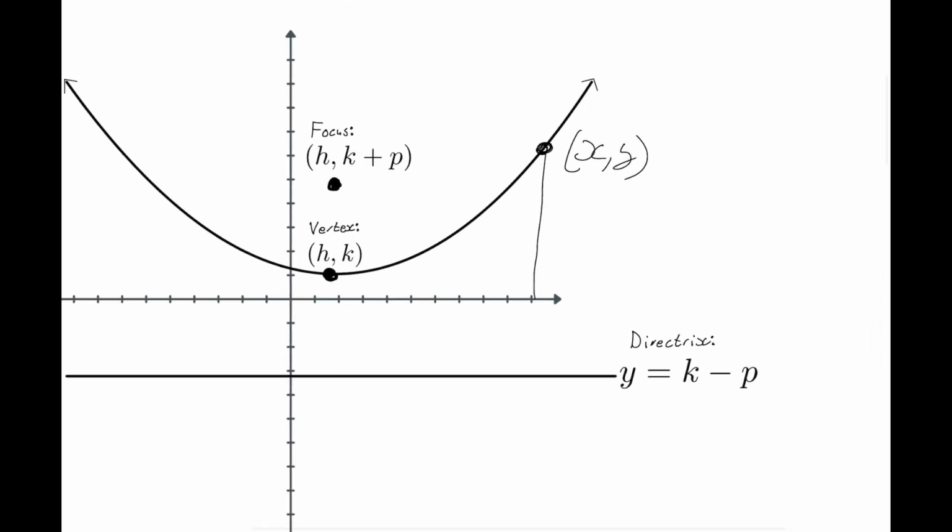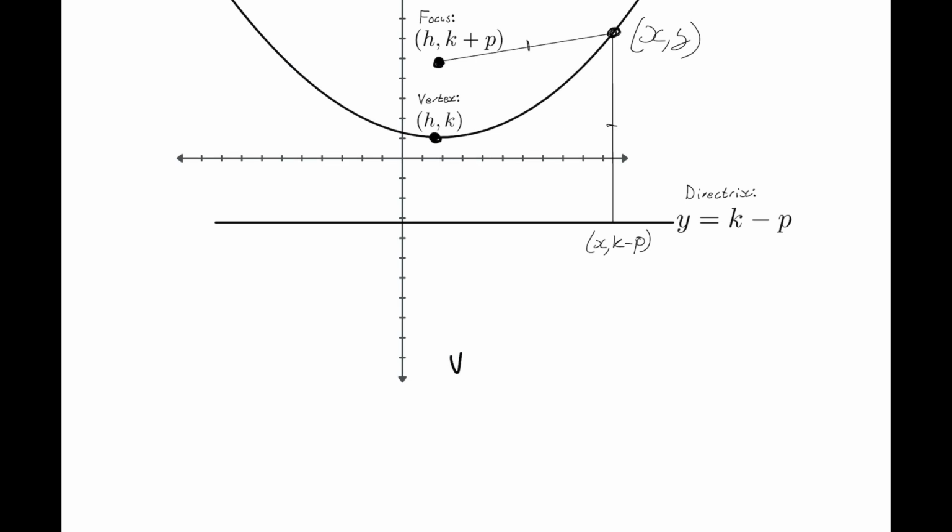So here, this value is going to be x, and in fact that value is not the one we're looking for. This value is going to have an x value of x and a y value of k minus p, since it's on the directrix. This distance, on the other hand, will just go from our point (x, y) to (h, k plus p). These must be equidistant per the definition of a parabola.